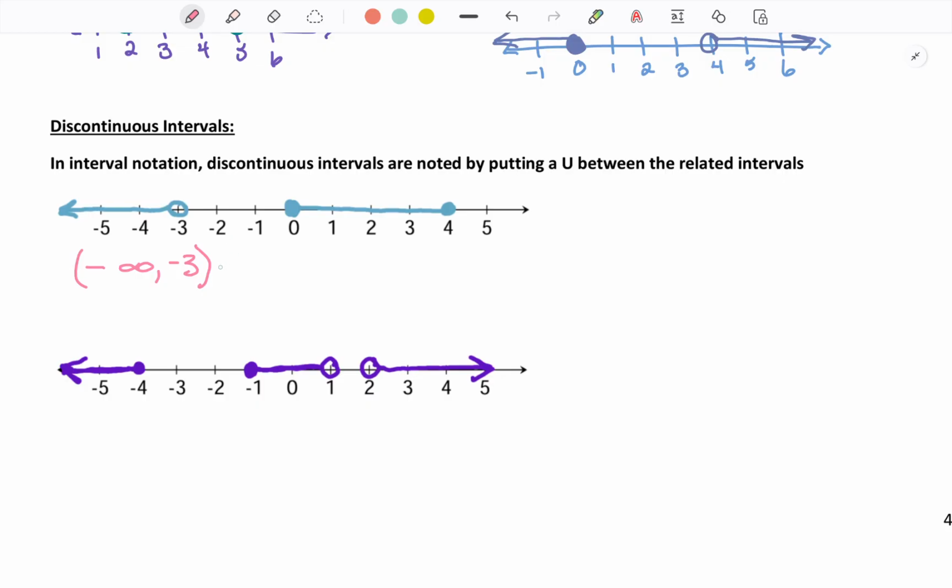And then we're going to use a big U. This is called a union of sets. And then we go up to 0. That's a filled in circle. And then that goes all the way up to 4. That's filled in as well. So both 0 and 4 get a bracket.